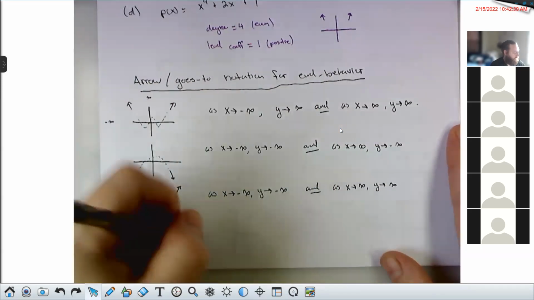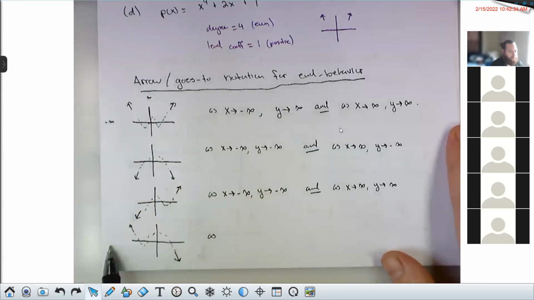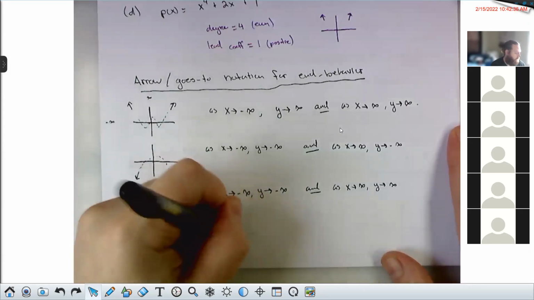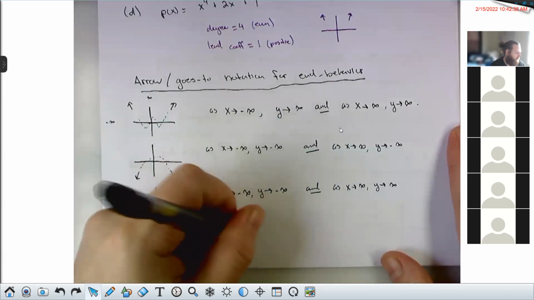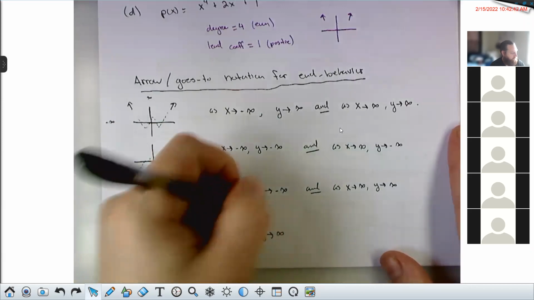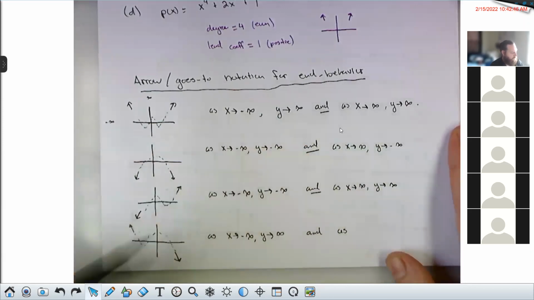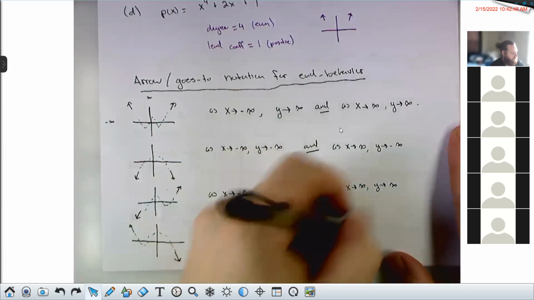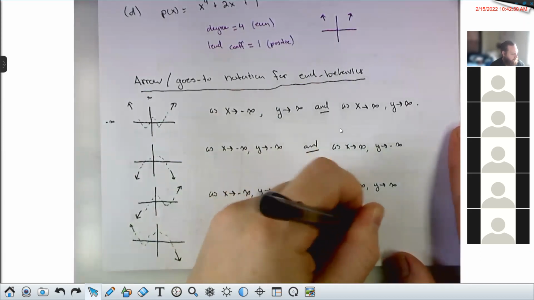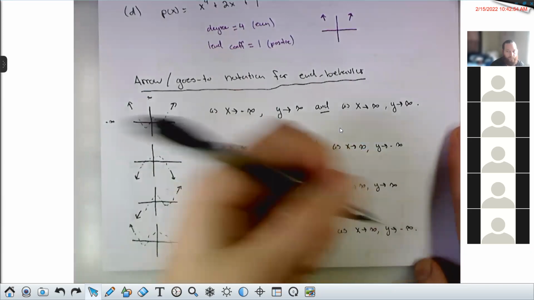And the very last guy here, as we go to the left, the graph goes up. So as x goes to negative infinity, y goes to positive infinity. And as we go to the right, we go down. So as x goes to positive infinity, y goes to negative infinity.